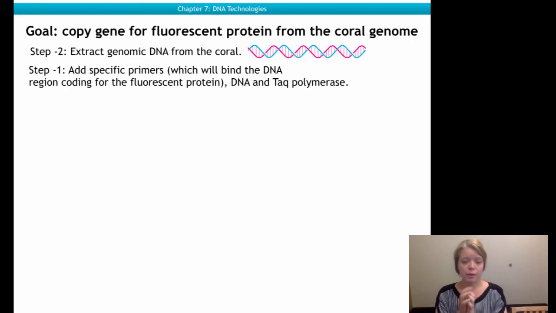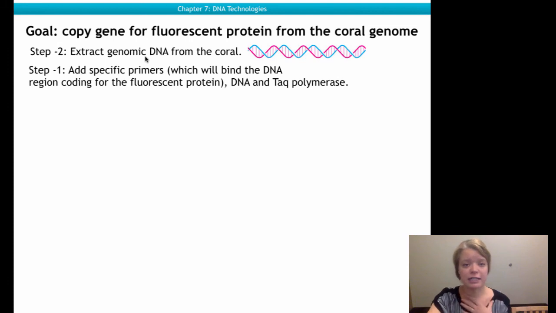Now, let's go back to our goal of copying a gene for a fluorescent protein from the coral genome. I kind of changed the steps here. Instead of step 1, this is now step -2, because I wanted to highlight the 3 steps of the PCR reaction again and again.